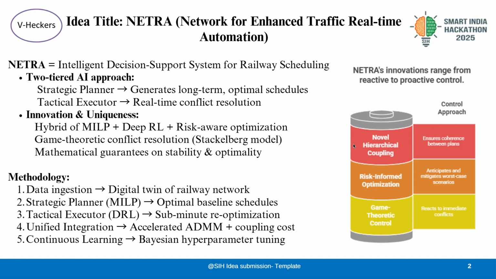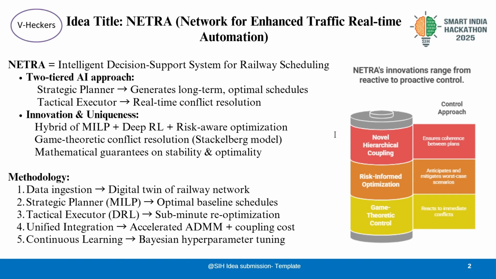Tier 2 is our tactical executor, because railways don't operate in an ideal world. Delays happen, weather changes, equipment fails. This is where our tactical executor shines. Using deep reinforcement learning, it makes real-time decisions every few seconds, responding to unexpected delays and disruptions, platform conflicts and track occupancy, emergency situations and priority changes, and dynamic passenger demands. The tactical executor does not just react, it learns. Every decision it makes and every conflict it resolves feeds back into a neural network, making it smarter with every passing day.